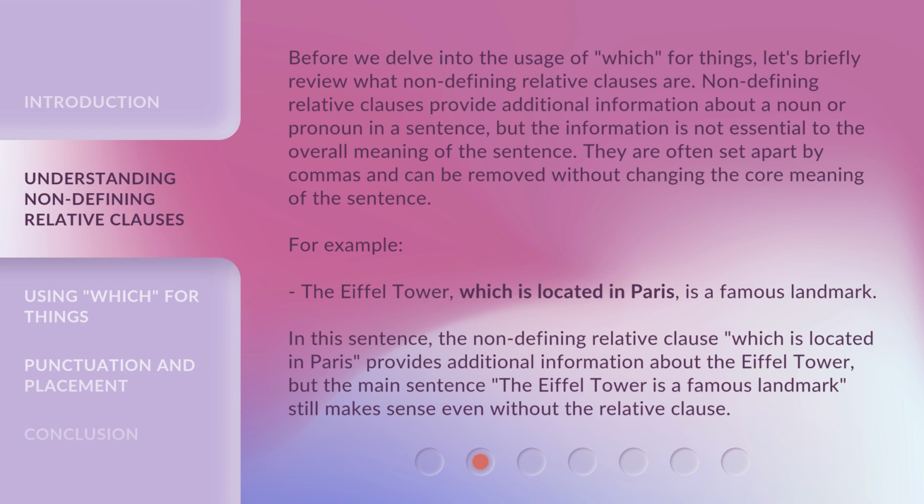For example, the Eiffel Tower, which is located in Paris, is a famous landmark. In this sentence, the non-defining relative clause, which is located in Paris, provides additional information about the Eiffel Tower, but the main sentence, the Eiffel Tower is a famous landmark, still makes sense even without the relative clause.